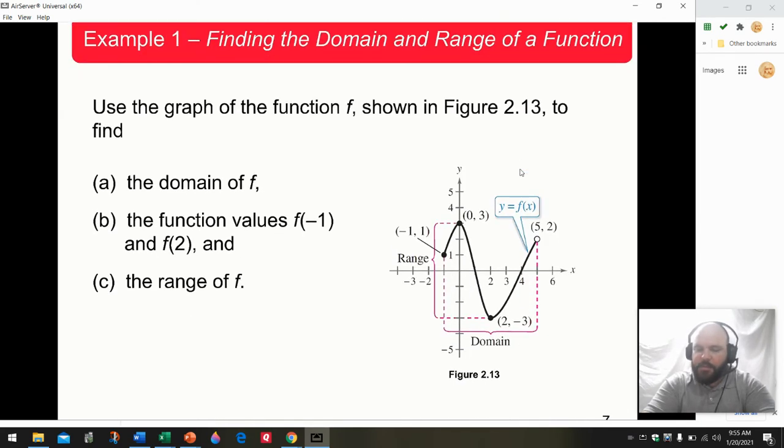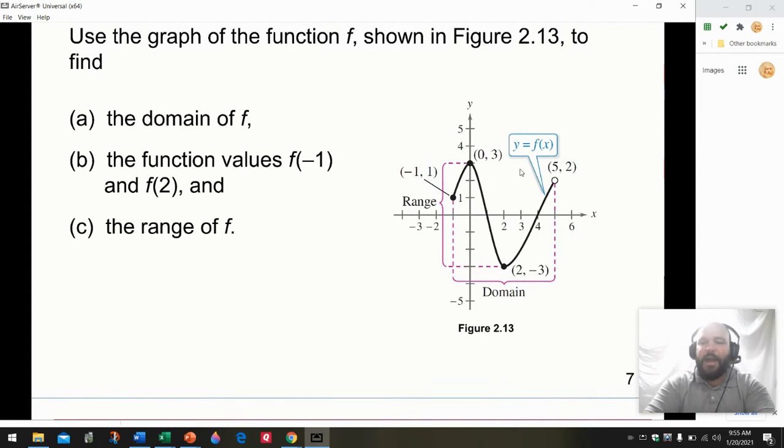Now, in this particular example, we want to use the graph of the function f to find these three things they're asking. The first thing that they're asking us to do is to find the domain of f. Now, if you recall, the domains are the x values that you are allowed to put into the function. Now, in this case, we don't know what the actual equation of the function is, but they gave us a visual representation of the domain and range in the form of a graph. And so what we want to do is look and see what the domain is.